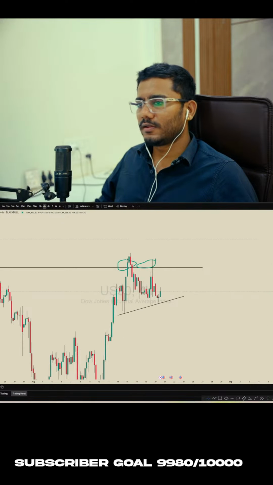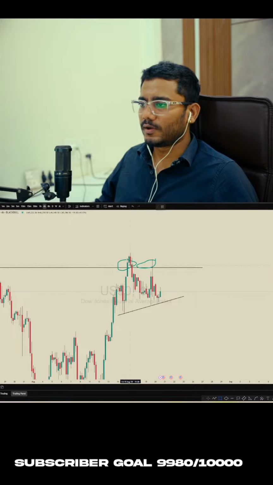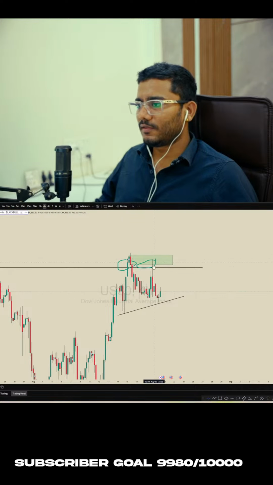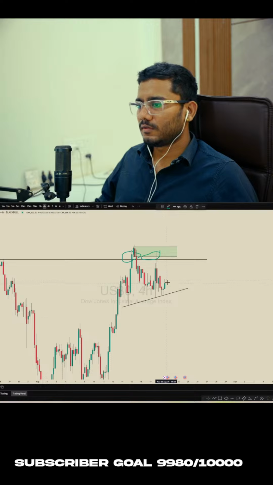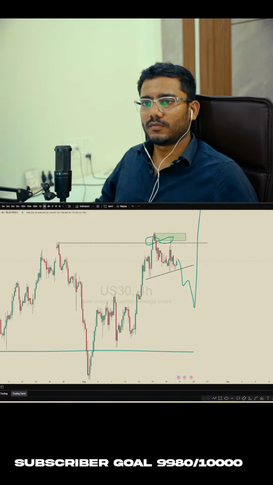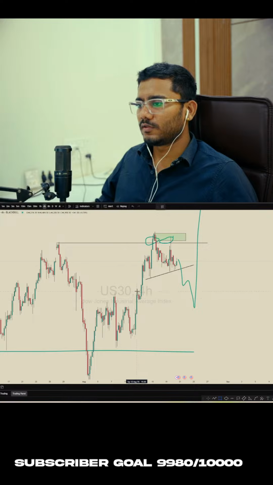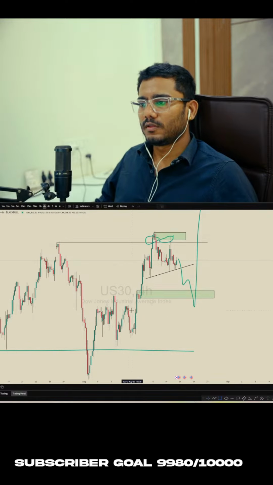Here, I think price can continue downside, so I don't know right now, but I think price has mitigated this order block, so it can break this trend line and go to the downside. Again, it can react to the upside because we have this breaker block here, we also have this order block, and there is a breaker block here.